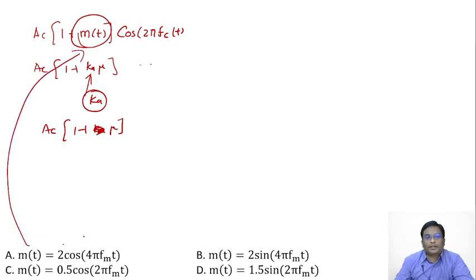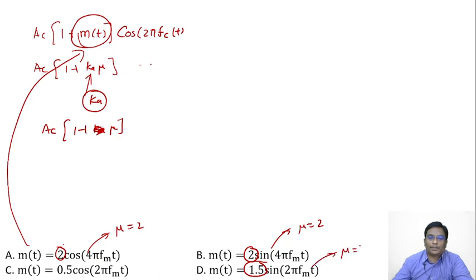And tell me which signal will give mu as less than 1. Here, directly by seeing these amplitudes, we can identify. If I substitute this, I'm going to get mu as 2. For this one also 2, and here also 2. Here I'm going to get mu as 1.5. For this case, mu I'm going to get 0.5.